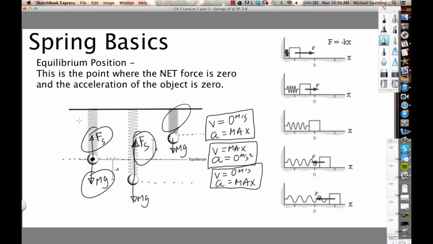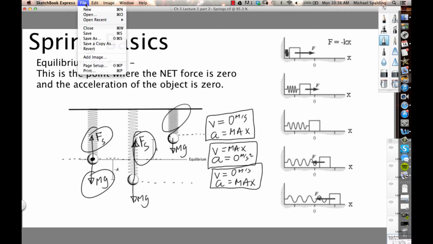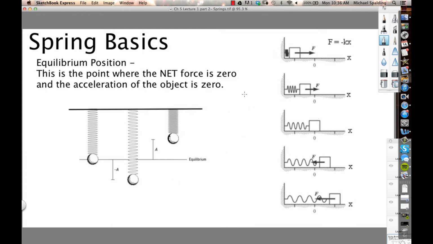Oh, and look. What do you call the maximum distance from the equilibrium? You learned this in chemistry. What is this A right here? Have you guys heard of the word amplitude? Amplitude. So if you don't know the word amplitude, make note of it. Amplitude is the maximum distance from the equilibrium.